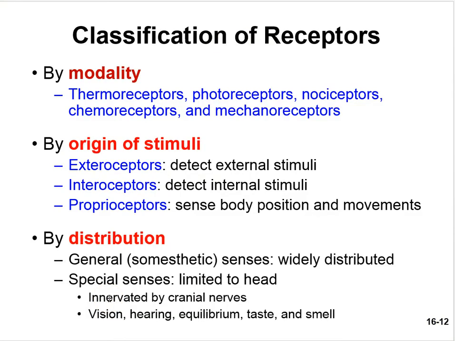Here's how we can classify receptors by modality, and there's some different groups based on modality or based on what they respond to. So for instance, thermoreceptors, they respond to temperature changes. Photoreceptors, like the receptors in your eye, respond to light. Nociceptors respond to pain. Those are pain receptors.